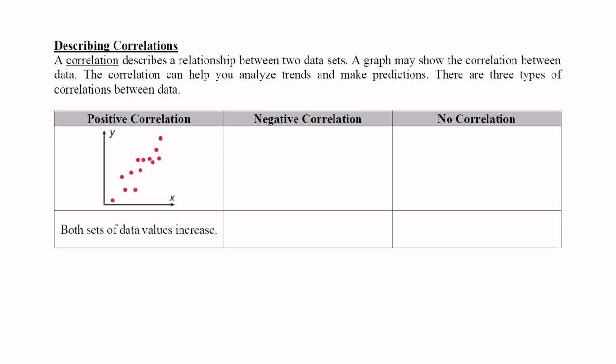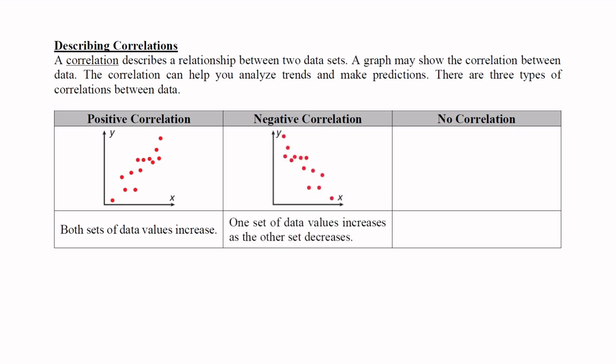So a positive correlation occurs when both sets of data values increase. So it looks like if you were to draw a line that roughly goes through that set of data, it would be increasing from left to right. A negative correlation occurs when one set of data values increases as the other set decreases. So if you were to draw a line through this data, it would generally be decreasing from left to right.